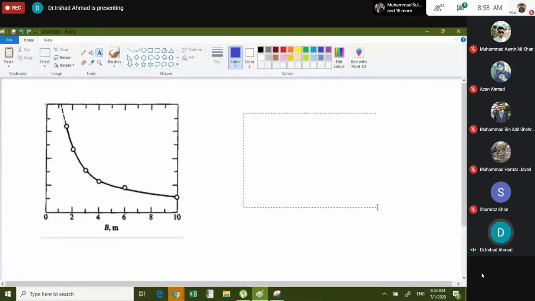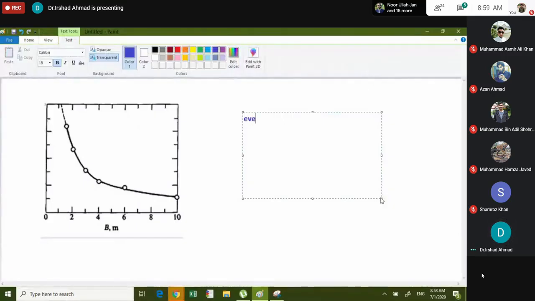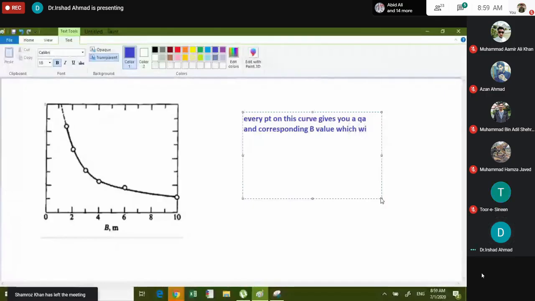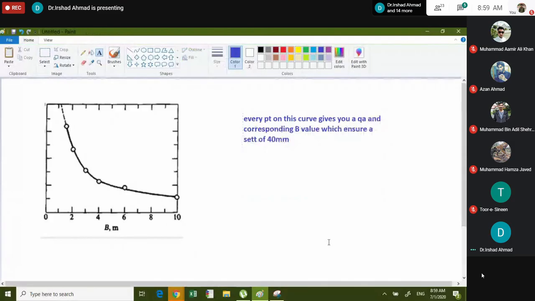ये जरूरी बात है, आप लिखें. Every point on this curve gives you a QA and corresponding B value which ensures a settlement of 40 mm. ठीक है ना? This is QA.